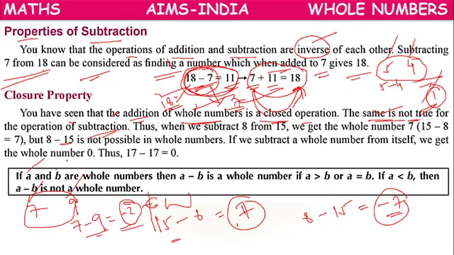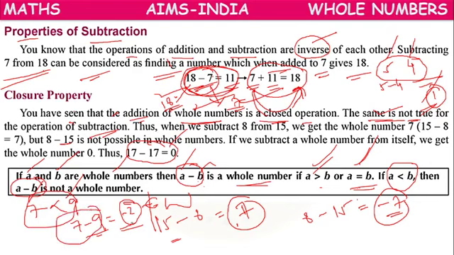What we mean to say is, if A and B are two whole numbers, A minus B is a whole number if the first number A is greater than B or A equals B, because 17 minus 17 is 0, and 0 is a whole number. Only then is A minus B a whole number. But if A is less than B, as in the case of 7 less than 9, then A minus B, 7 minus 9, is minus 2, which is not a whole number.